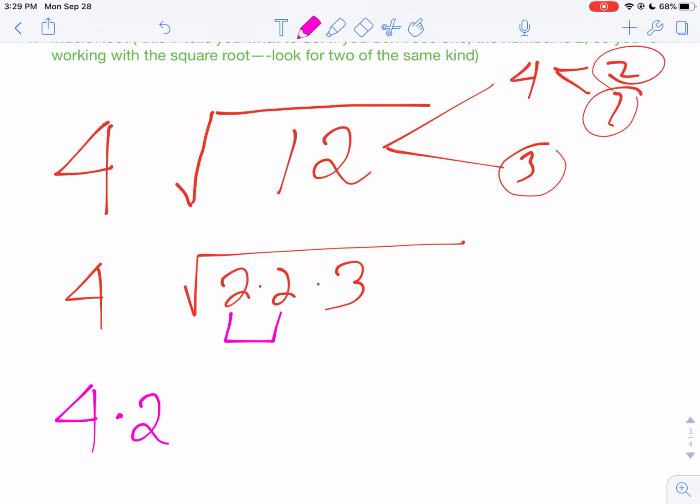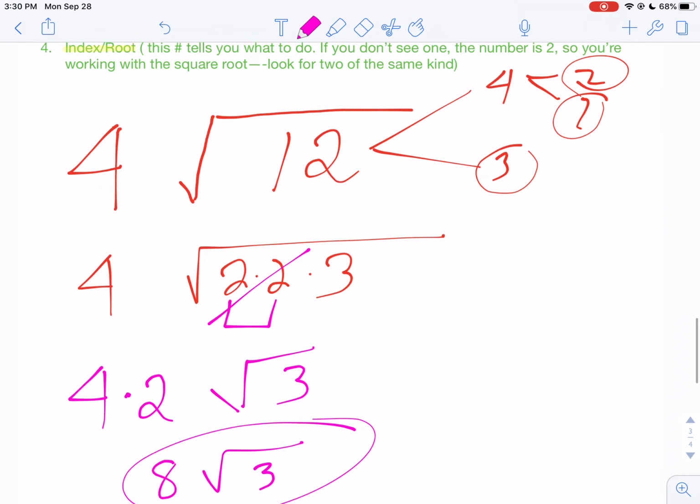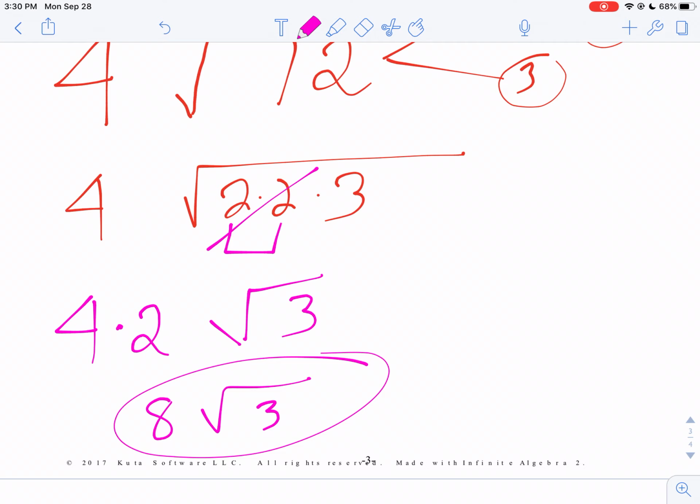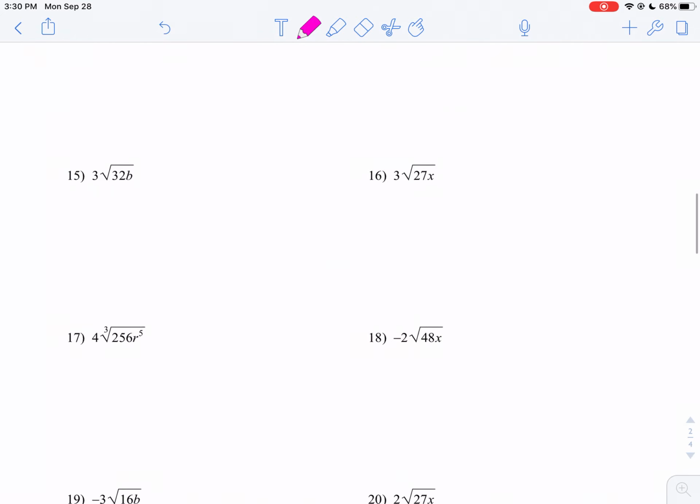Once I take that out, it's gone from the radicand. So now all I have left is a 3. To get my final answer, I multiply everything outside. So 4 times 2 is 8. And you multiply everything inside if there's more than 2 factors, but here it's just a 3. So the simplified answer to 4 radical 12 is 8 radical 3. This is how you do all the problems. You have to pay attention to the root because the root will tell you: should I pair them up? Should I put 3 together? Should I put 4 of the same things together? Okay, let's apply that to your assignment.